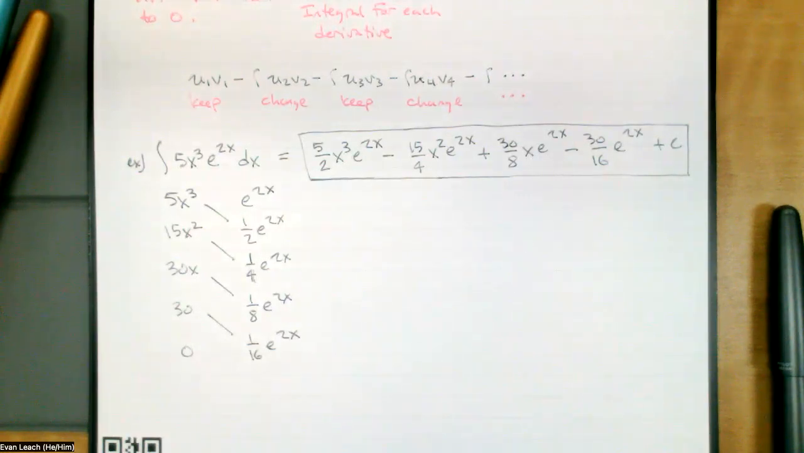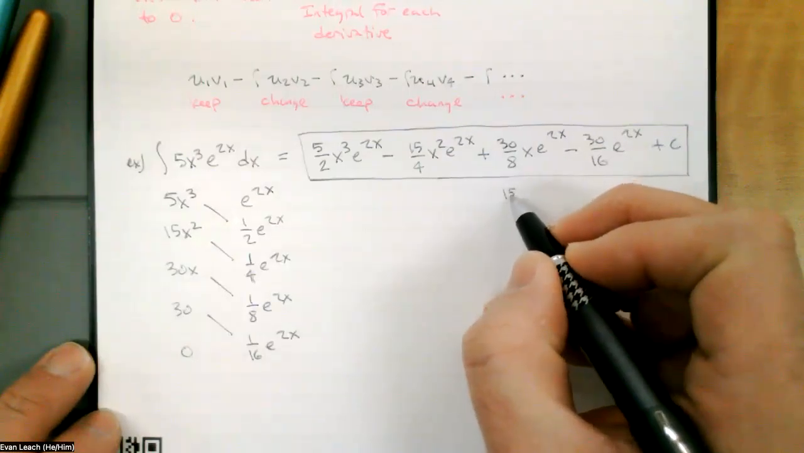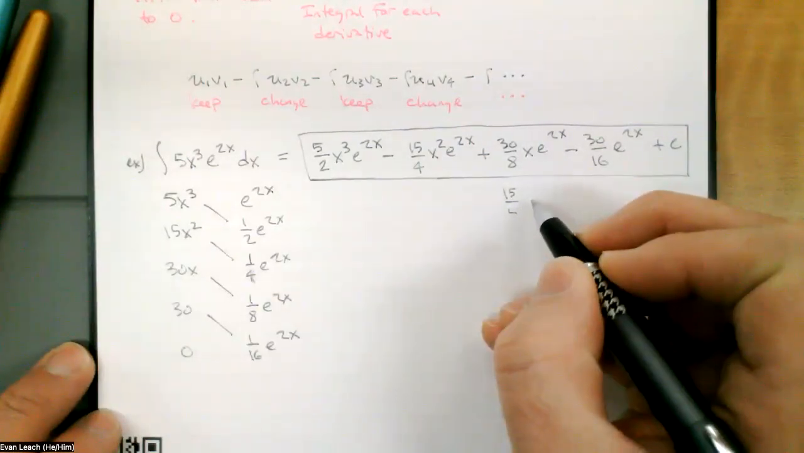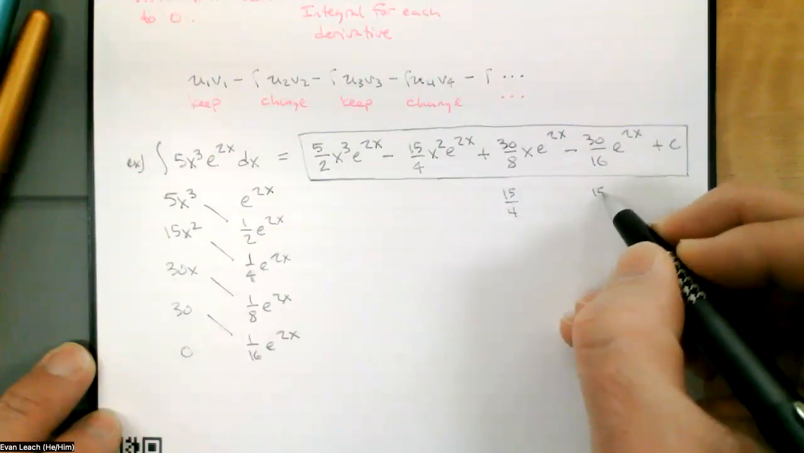Actually, you're going to be typing these responses, so you can just go back and edit. So it's not that big of a deal. You can just go back and edit 30/8 to be 15/4, and your 30/16 can be 15/8.